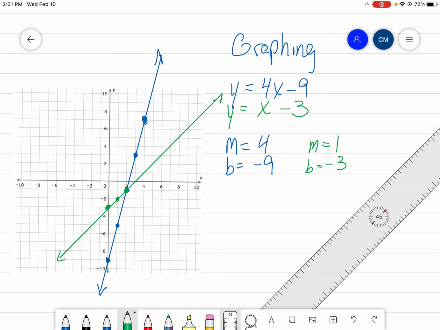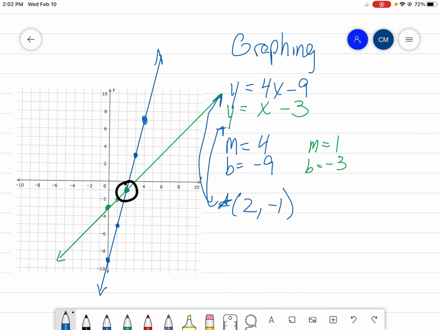Okay, I look and see where my two lines intersect one another. That is right here. So my answer would be 2, negative 1, because my x value is equal to 2, my y value is equal to negative 1. Of course, I can always check this solution by substituting it back into the original problems. I did this beforehand. That's the right answer.